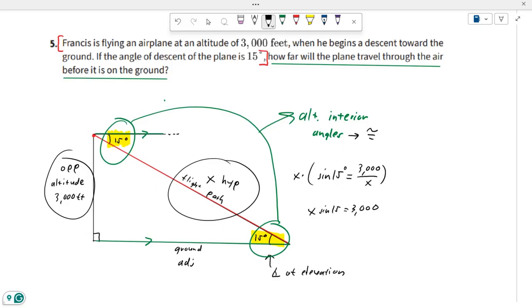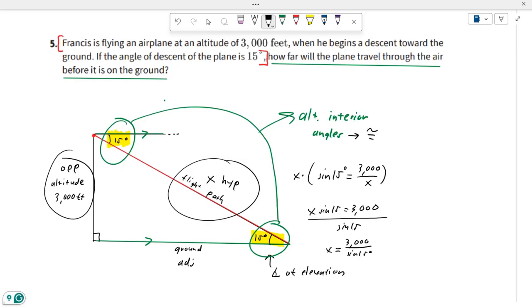Okay, we've made progress because x is now out of the denominator, but it's still not by itself. So to get x by itself, I'm going to divide everything by sine of 15. On the left, my sine of 15s cancel, and I'm left with just x equals. That's great, that's what I want. And on the right-hand side, we've got 3,000 divided by the sine of 15 degrees.